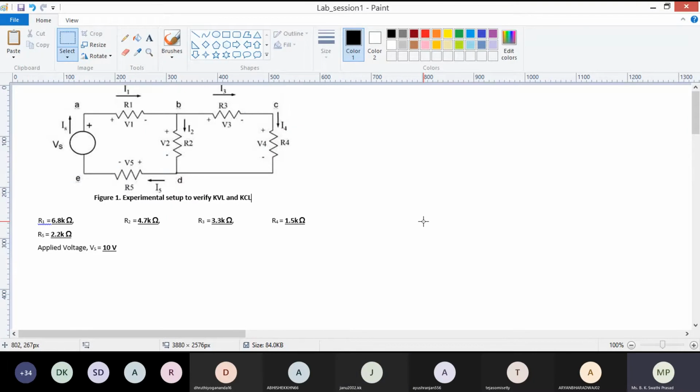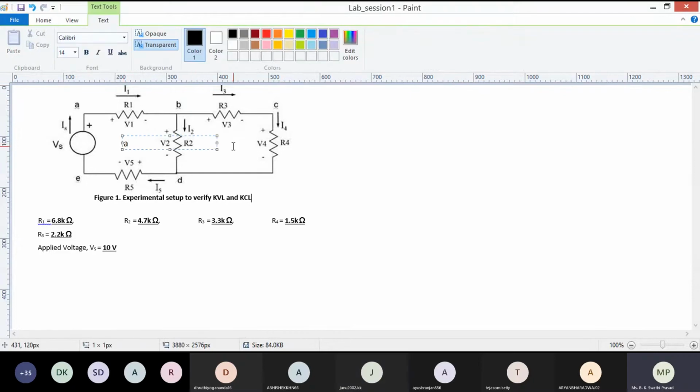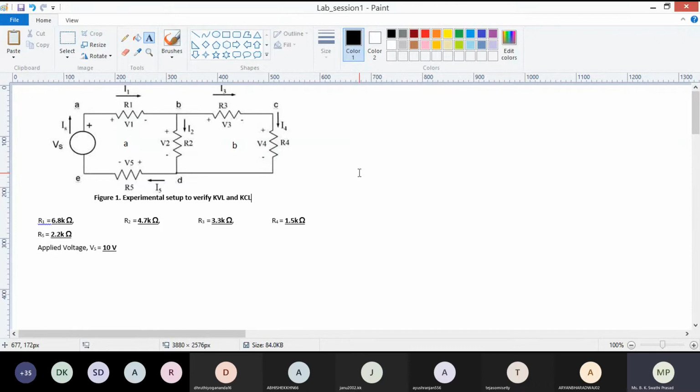So first we will do the calculation for the current. First, how many loops are there here? How many currents are flowing in each loop? There are two loops, correct? Yes, ma'am. This is loop A and this is loop B. All of you are understanding what I am trying to tell? Yes, ma'am.